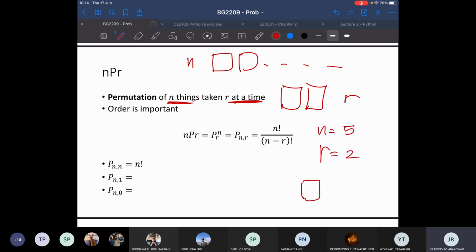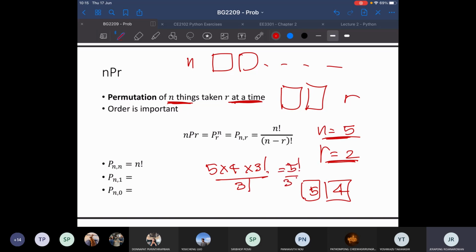So in this case, you can see that the first way I can do is, r equal to 2 means I'm going to have 2 boxes. So in this case, 5 is going to be here, right? And then you're going to have 4. So the total number of ways is going to be 5 into 4. Okay? 5 into 4, I can write it down like this. Right? I multiply 3 factorial and 3 factorial, so that I am going to get 5 factorial by 3 factorial.